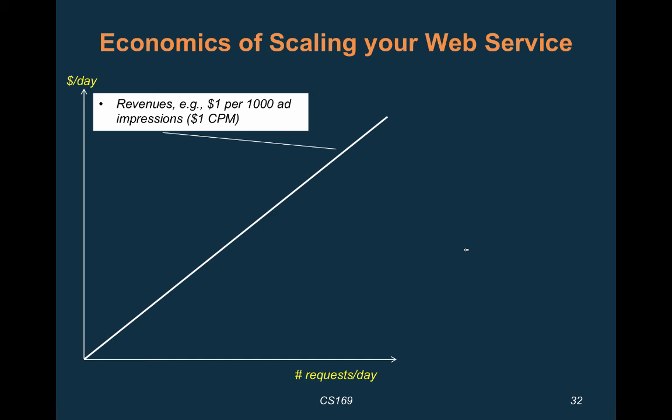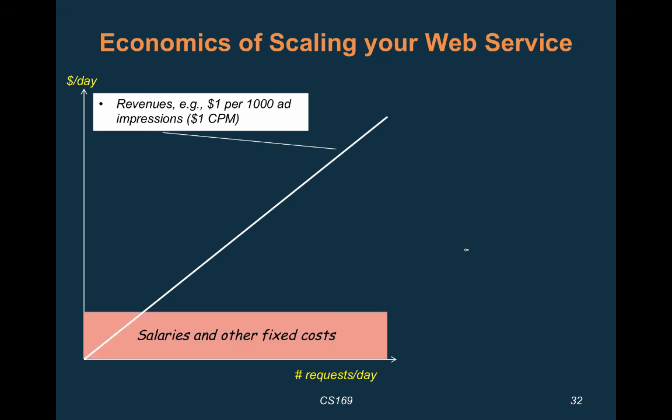This is a little diagram of how you should think about making money with a web application. Let's say this is your revenue. For every user, every request, let's say you make $1,000 of a dollar. This is called the $1 CPM, cost per 1,000 ad impressions. So more users, more revenue.